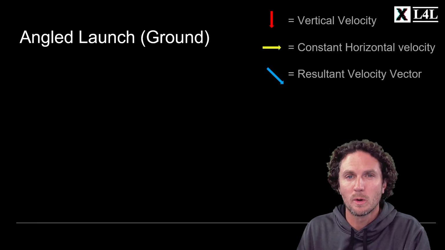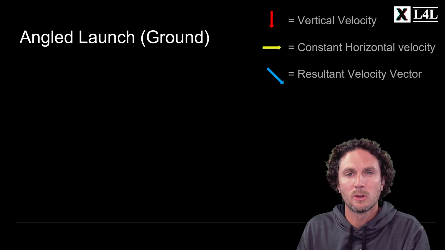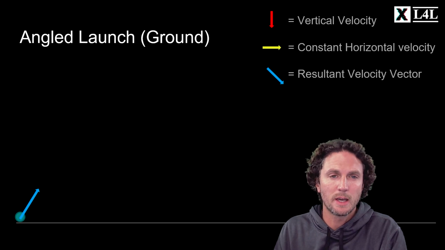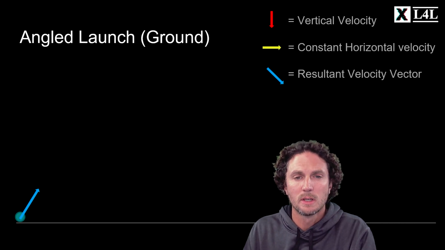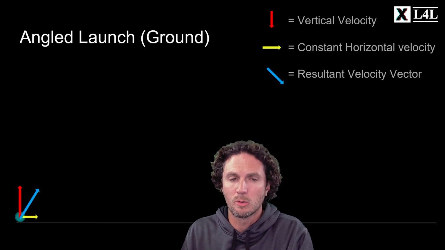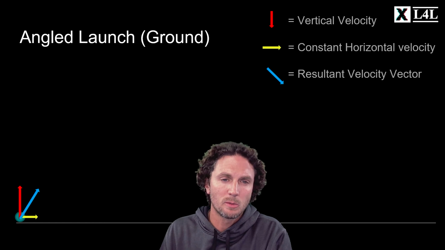The next example I want to take a look at is what's referred to as an angled launch from ground. So it's launched with an upward vertical velocity, usually at an angle relative to the ground. And so the first thing you want to often do is break it into its horizontal and vertical components. Now let's take a look at what happens.